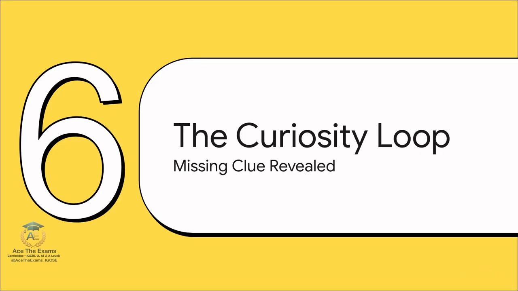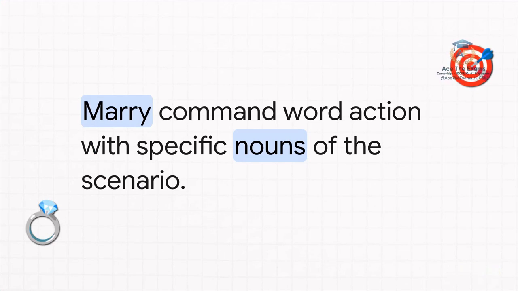All right, Section 6, Resolving the Curiosity Loop. It's time to reveal that missing clue. The ultimate examiner clue is simply this. You must marry the required action of the command word with the highly specific constraints and nouns of the realistic scenario provided in the prompt.